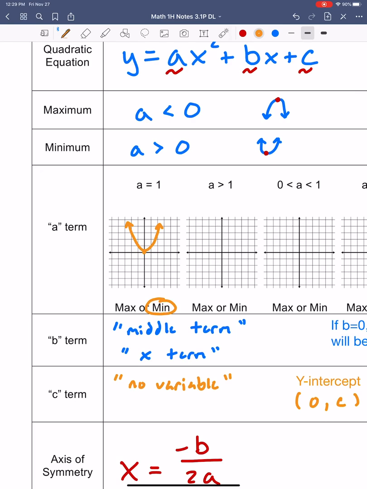All right, now as a gets bigger, so now a is greater than 1, so this could be like 2, 3, 4, 5, right? So as a gets larger, what happens is my parabola actually gets skinnier, it gets more narrow. So as that number gets bigger, my parabola is going to get more narrow.